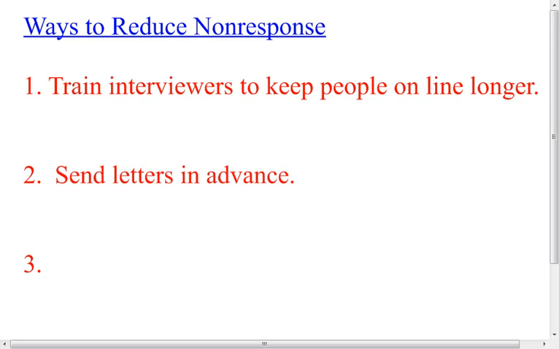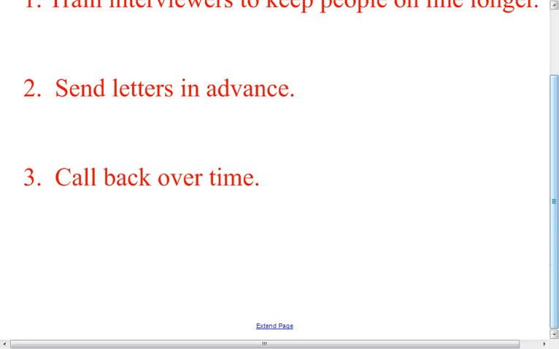Sometimes what people will do is they'll send letters in advance saying, hey, we're going to be calling your house sometime this week. We want to just spend 5 minutes on the phone with you. It's no big deal, but just know that it's coming. And sometimes that has been successful. And another thing that might work is that if you keep calling these people back over and over and over again, eventually they might get so annoyed that they just answer the phone and say, oh, what do you want? Okay, I know that that's happened at our house.